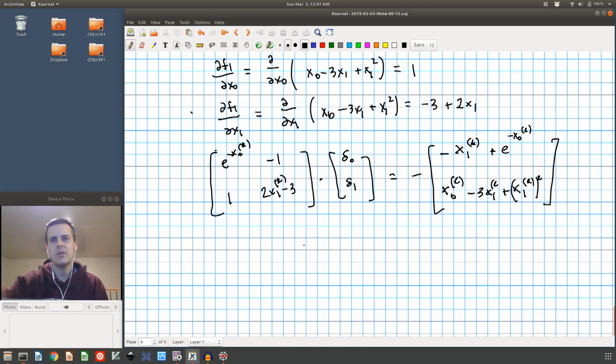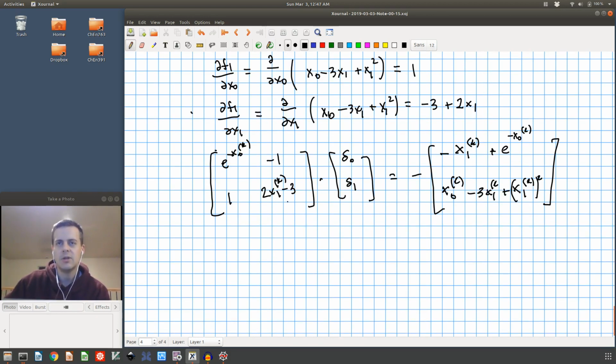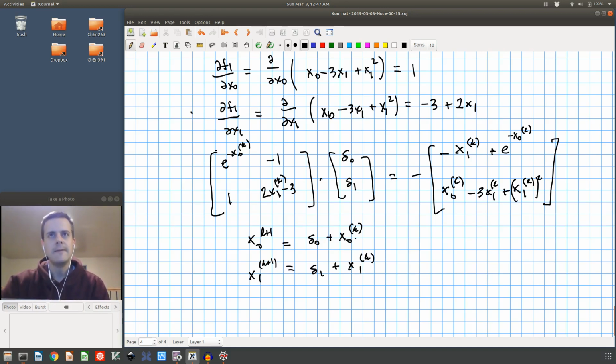Right? So how are you going to solve that? So you're going to have an x of k, you're going to guess. That's going to give you a matrix. You put in the x1 of k, x0 of k on both the left-hand side and the right-hand side, and you're going to solve and get out delta 0, delta 1. And then you're going to get x0 of k plus 1 equals delta 0 plus x0 at k, and x1 at k plus 1 is equal to delta 1 plus x1 at k. Okay? So that's an example of going through Newton's method.